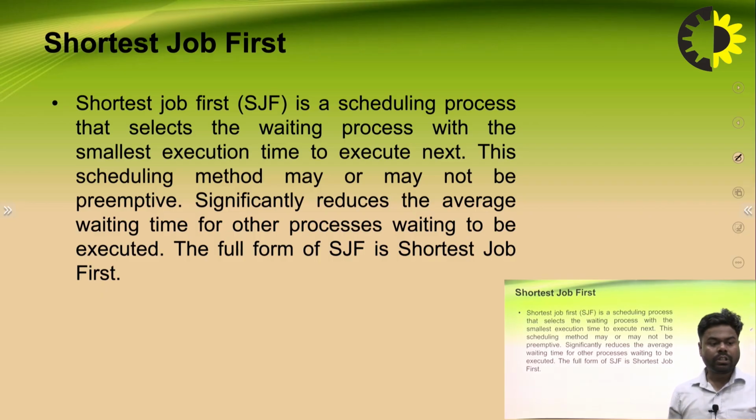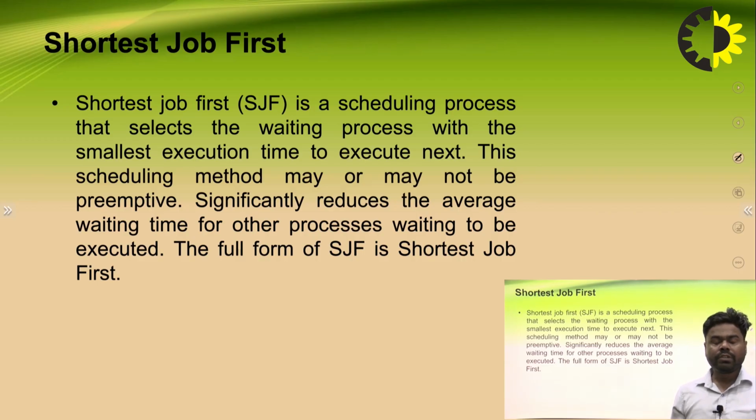Shortest job first. Shortest job first is the scheduling process that selects the waiting process with the smallest execution time to execute next. This scheduling method may or may not be preemptive, and it significantly reduces the average waiting time for other processes waiting to be executed.